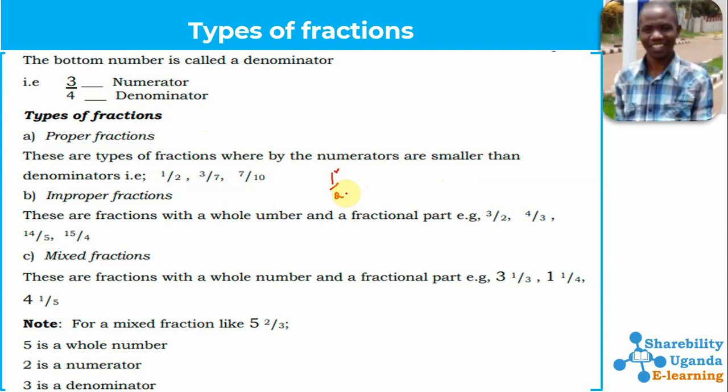So this simply means that when we have our numerator, which is the upper part, being smaller than the down part, which is the bottom, we call it a what? We call it a proper fraction. Then also we look at improper fractions.